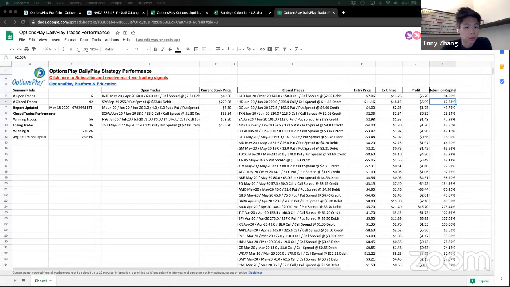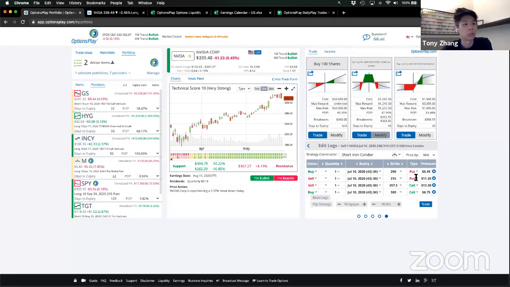Bobby's asking, how do you determine if a credit iron condor strategy was good for an underlying? If an underlying moved to either short strike before expiration, what's your plan of action to manage the trade? So if you think about it, an iron condor is really a put credit spread and a call credit spread merged into a single strategy.